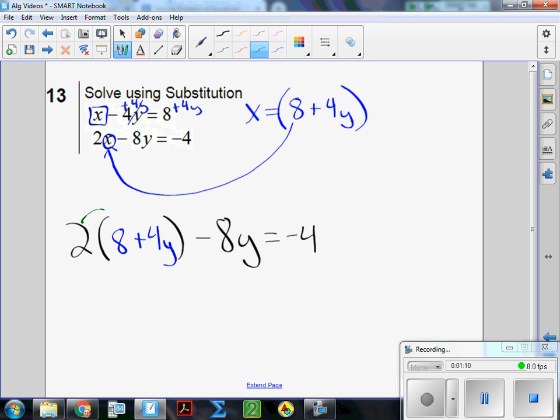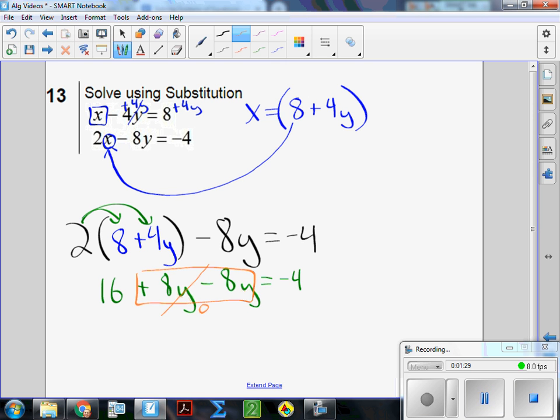Now I solve by distributing, combining like terms. So 16 plus 8y minus 8y equals negative 4. My like terms are positive 8y and negative 8y, which added together give you 0. So 16 plus 0 is 16, and I have 16 equals negative 4.